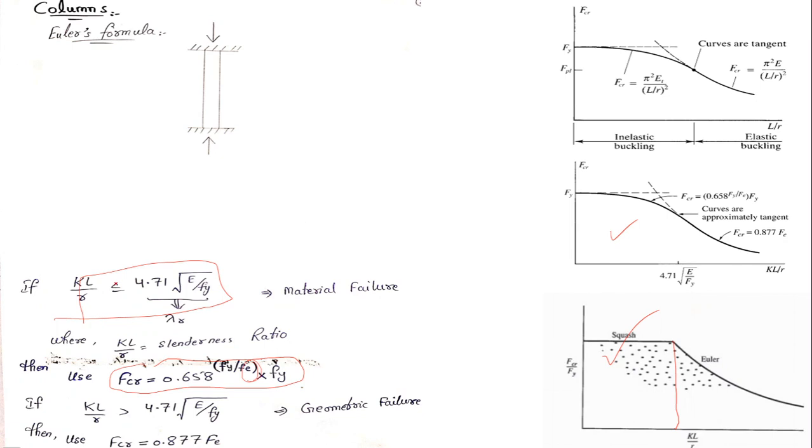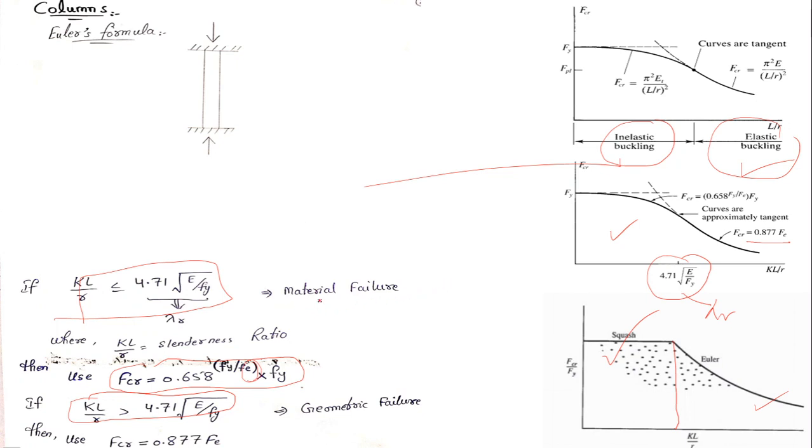Okay, what if your KL by R value is greater than 4.71 square root of E by Fy? Then you will be here. This is the Euler region, and you will use this equation for computing critical stress. Now, this is the squash region, or in other words, you may say it is inelastic buckling. And if you are here, I mean your KL by R value is greater than this 4.71 square root of E by Fy, it is also called lambda R, then you have elastic buckling in your column, because inelastic buckling means the material has failed due to material failure, and elastic buckling means the column has failed due to buckling, due to geometry. So the words are used interchangeably.